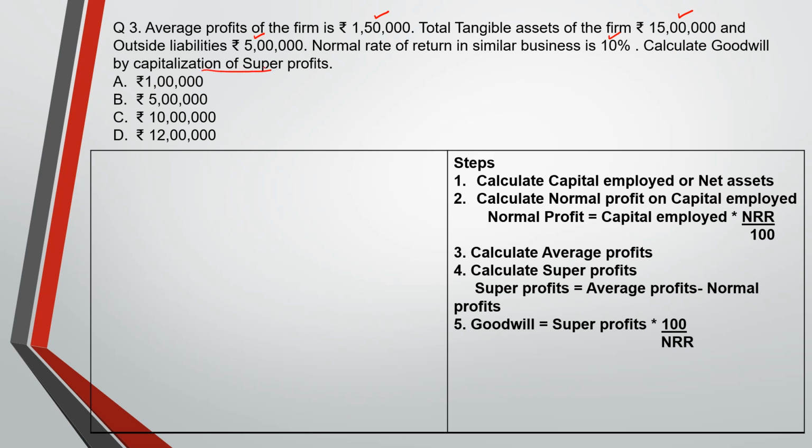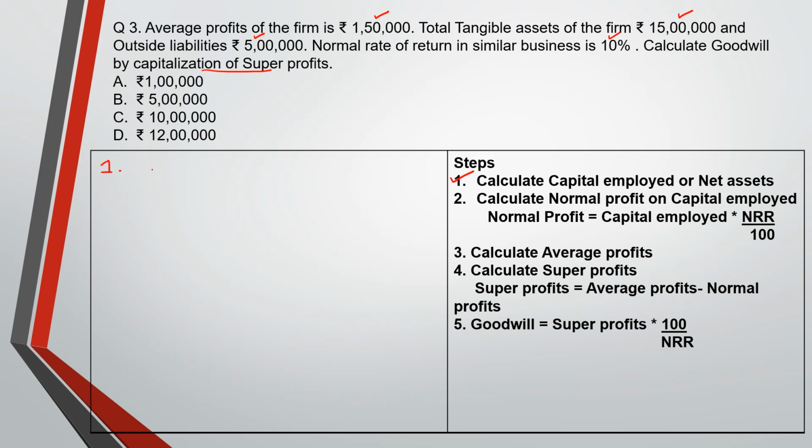So now in this question, I will be explaining to you the steps that you have to follow to calculate goodwill using the capitalization of super profit. For this, there are 5 steps. First step is you calculate the capital employed or the net asset. How to find out? We just saw in the previous question that we take the total tangible assets or total assets which exclude certain items like goodwill, non-trade investment and the fictitious asset, and from that we subtract the outside liabilities. But again here the details are not given.